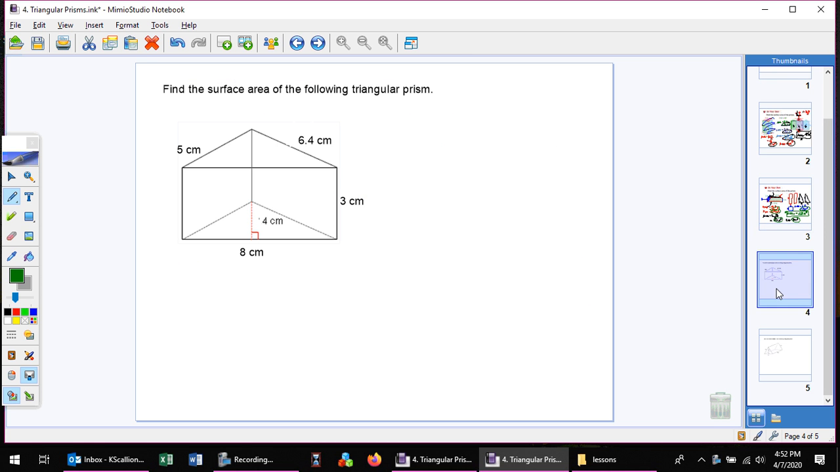So looking at this one, okay. So I know right away I have a top and a bottom, and then I have 3 sides. Okay, 3 sides. 3 sides, everybody.